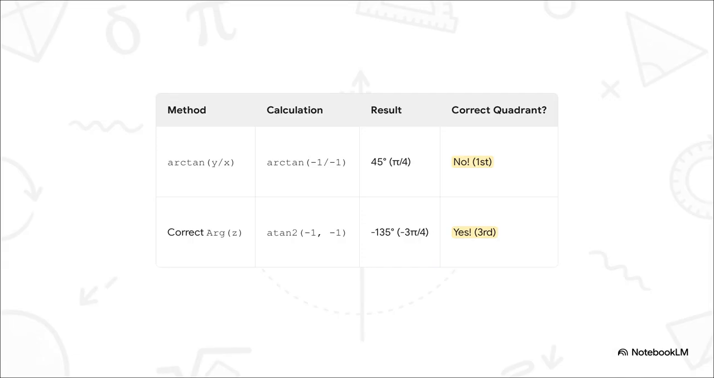Now look what happens. If we use that simple arctan of y over x formula, we get arctan of -1 over -1. Okay, that just simplifies to arctan of 1. And the result of that is pi over 4 radians, or 45 degrees. But wait a minute. 45 degrees is in the first quadrant. Our point is in the third. The formula gives us an answer that's on the complete opposite side of the map. And that is why the formula is just wrong. It literally can't tell the difference between opposite corners of the plane.